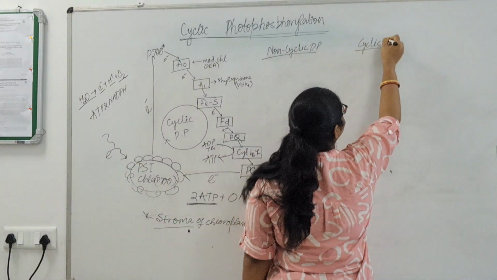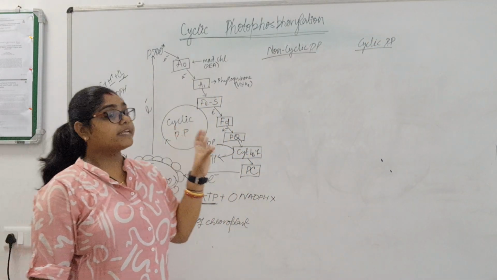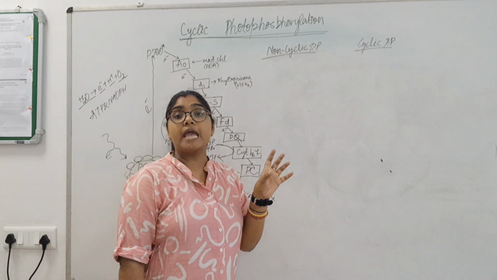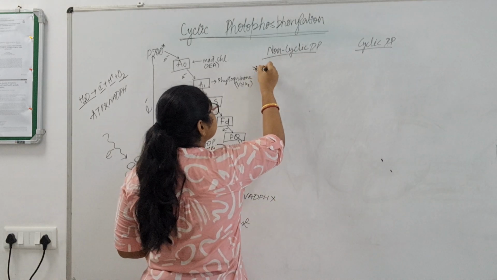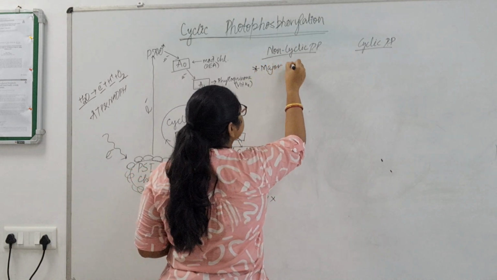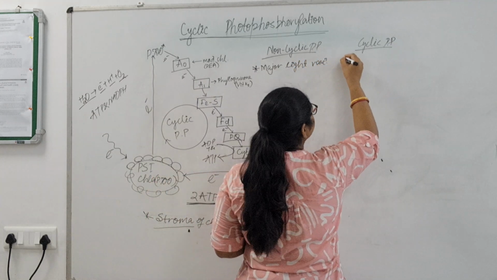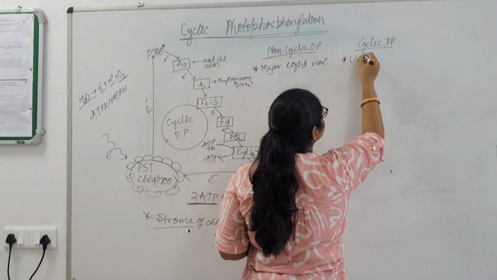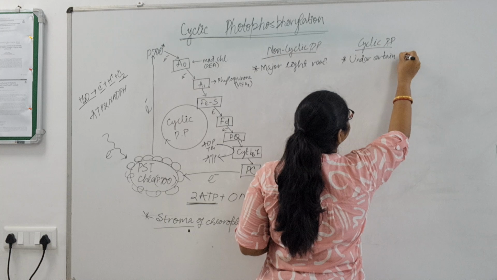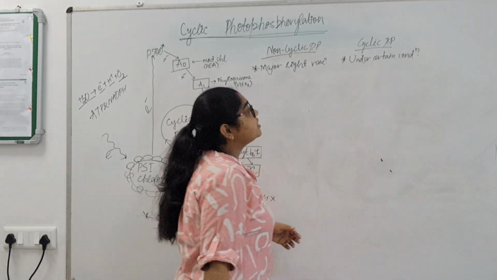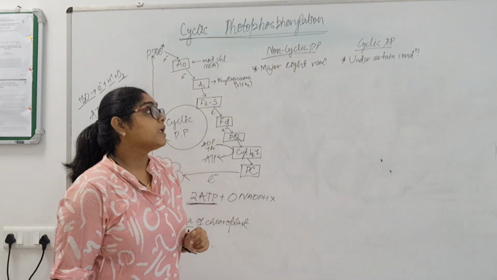Non-cyclic and cyclic. As we had discussed, non-cyclic photophosphorylation makes up 70 to 80% of the total light reaction. So it is the major light reaction. Cyclic photophosphorylation takes place under certain conditions, and non-cyclic photophosphorylation is the major light reaction.